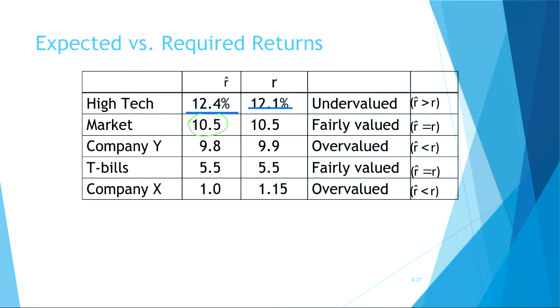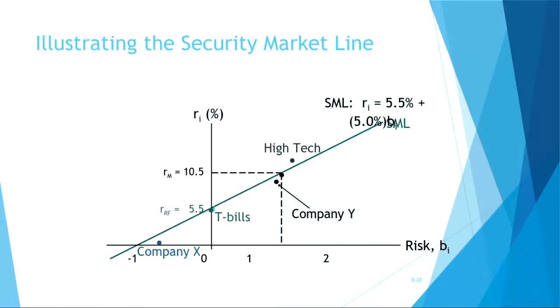So in this case, in our portfolio, we need to increase the weight of high tech, and decrease company X and company Y, and do nothing with the T-bill, right? So if you draw the security market line, right?